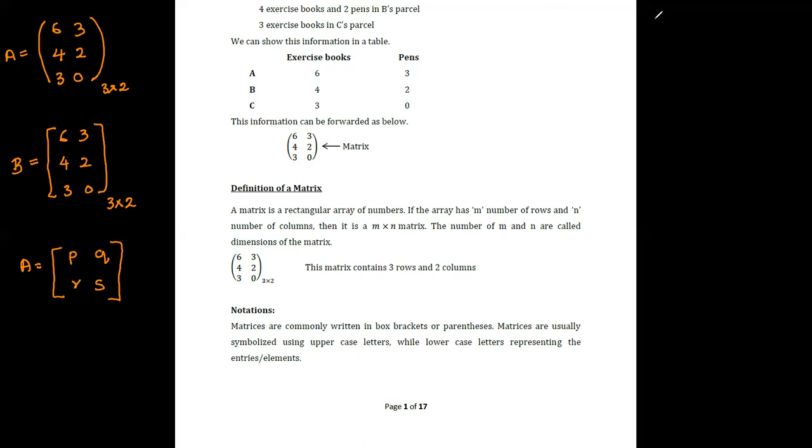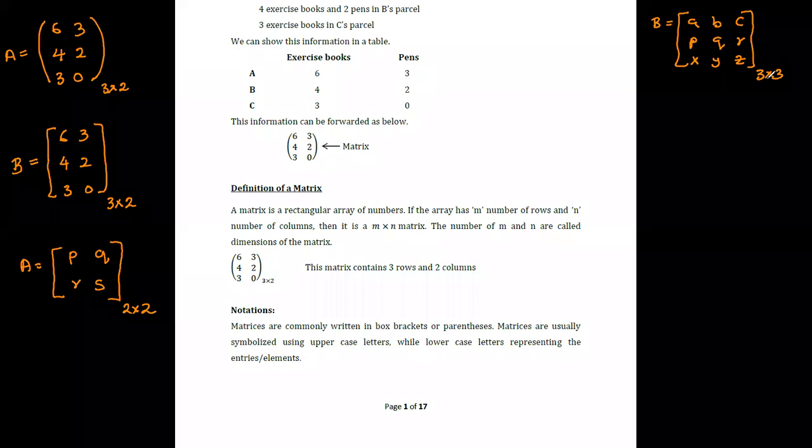If I write down another matrix here, named B, then we can say that it is a, b, c. Here I am saying it as P, Q, R and X, Y, Z. Here there are 9 elements. This is a 3 by 3 matrix. This is a 2 by 2 matrix. Therefore, generally we use uppercase English letters to name the matrix and lowercase English letters to write down the elements of the matrices. This is the general notation we use to denote a matrix.